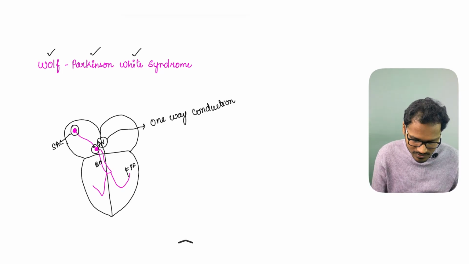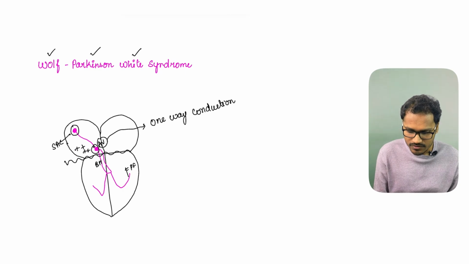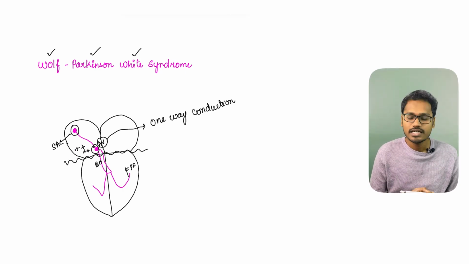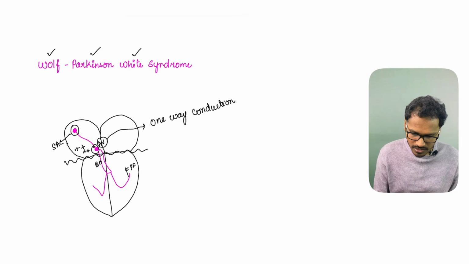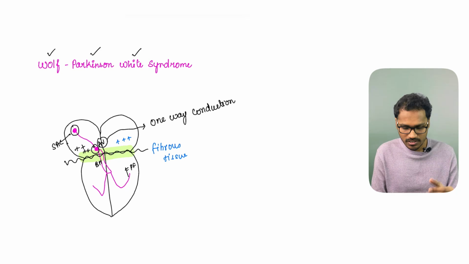Generally, suppose the atria is getting depolarized, but it cannot be directly transferred to the ventricle. Why can it not be directly transferred? Because in between the atria and ventricle, there is a huge fibrous tissue, and this is not going to conduct any of the impulses which are forming in the atria into the ventricle. This is not going to happen.